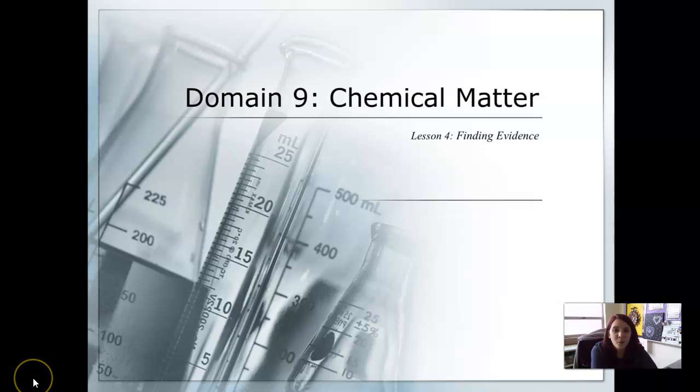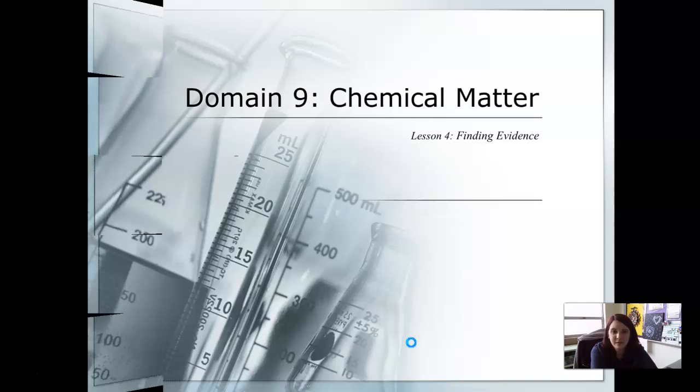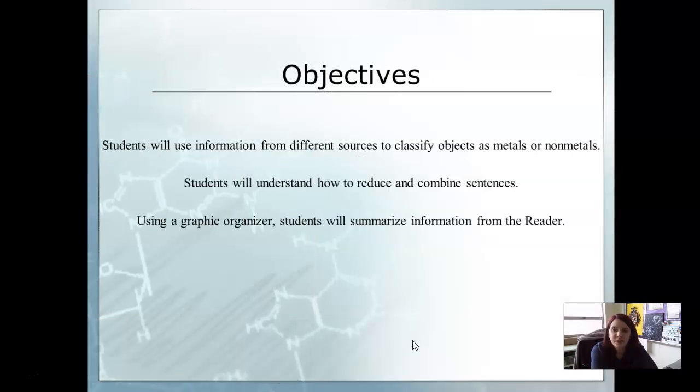Hello, 5th grade. We're on Domain 9, Chemical Matter, Lesson 4, Finding Evidence. Our objectives for today are to use information from different sources to classify objects as metal or non-metal. We're going to understand how to reduce and combine sentences, and we're going to be using a graphic organizer to summarize information from the reader.